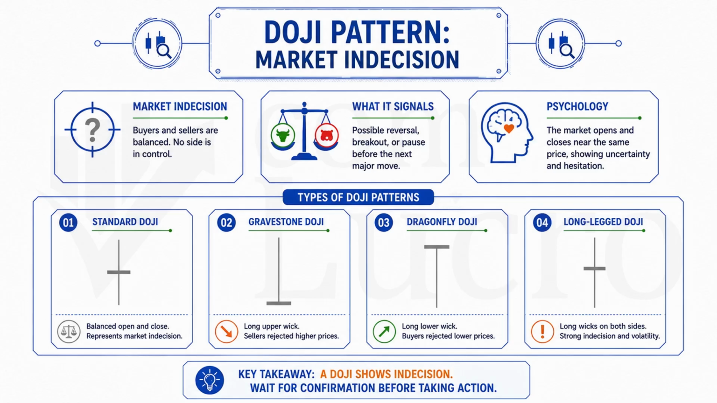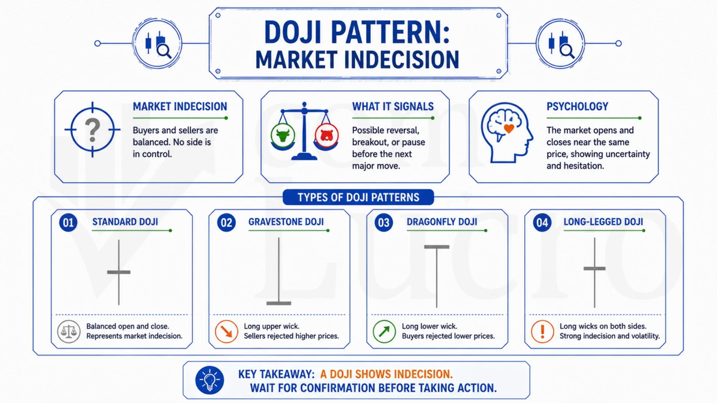Instead, it highlights indecision, where neither buyers nor sellers have full control. It often serves as a warning that a significant move, a breakout or a reversal, may be coming, depending on the surrounding price action. Let's look at the main types.